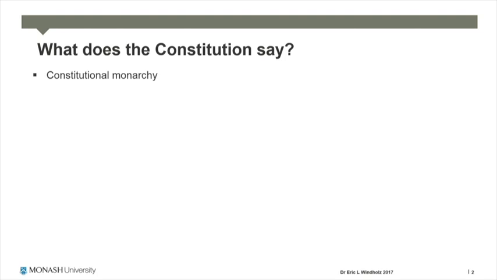Constitutional monarchy is not the only form of government, however. There are also republics, dictatorships, and theocracies, to name but a few. Can you think of countries that have one of these other forms of government?